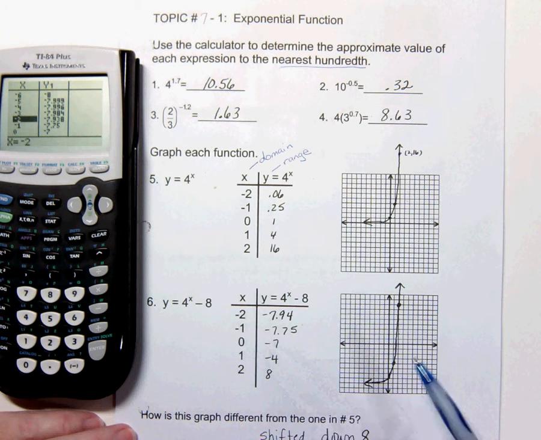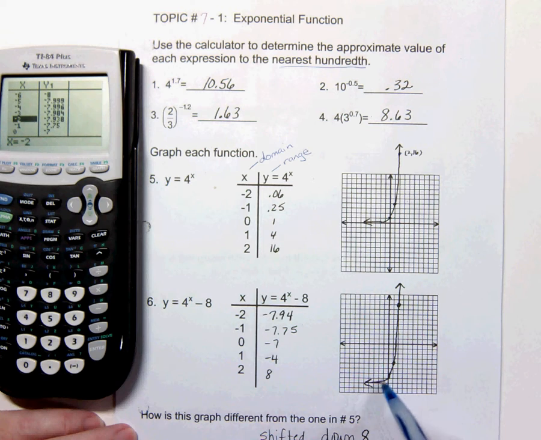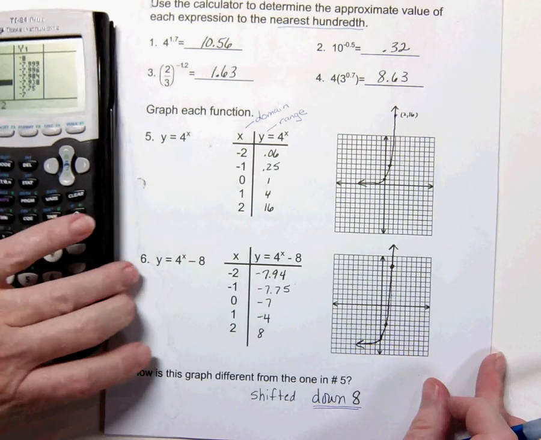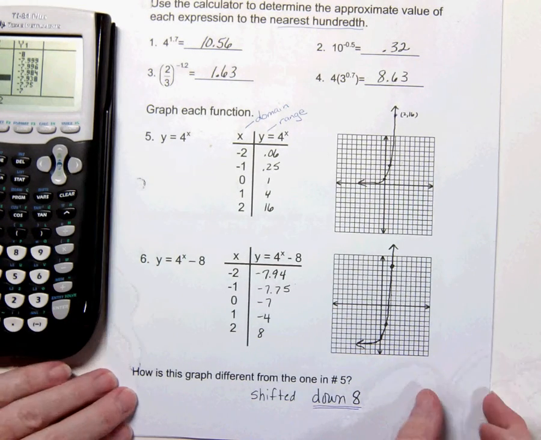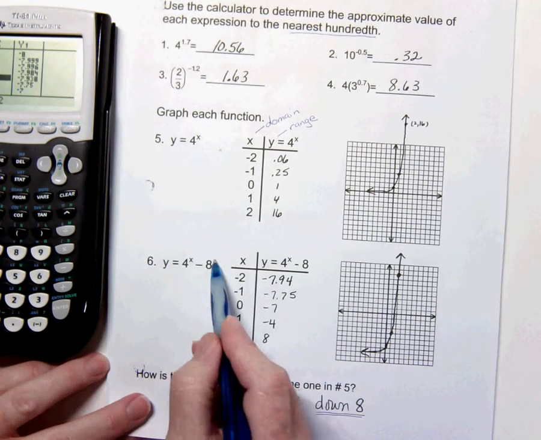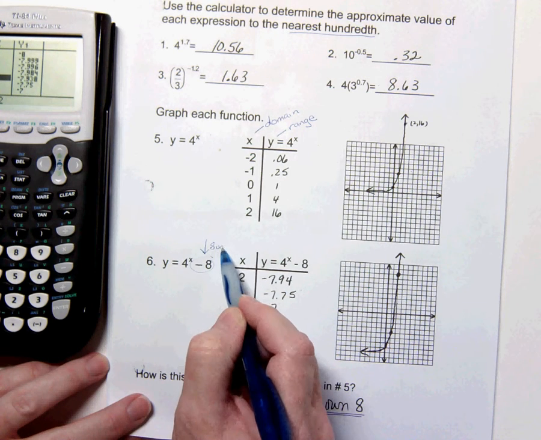It'll be easier. You've got a 0 and you're down at negative 7. At 1, you're down at negative 4, and at 2, you're up to 8. So your 3 points actually are all inside of the coordinate plane and easier to draw. So make sure you answer the bottom question, how does this differ from number 5? And the only thing that happened by subtracting is that it shifted down 8 units.